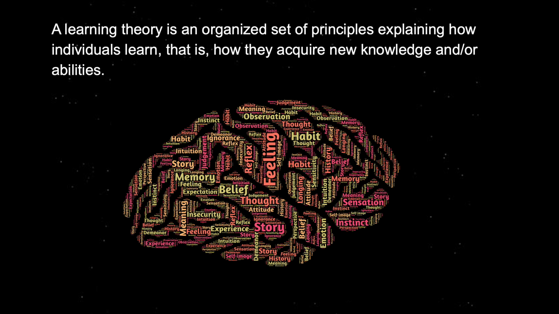So first of all, what is a learning theory? I'm not going to dig into this super deeply, right? In fact, you may learn about learning theories in other classes and from other perspectives. But a learning theory is just an organized set of principles explaining how individuals learn. That is, how they acquire new knowledge and/or abilities. So a learning theory is a theory about learning, an idea about how people learn.